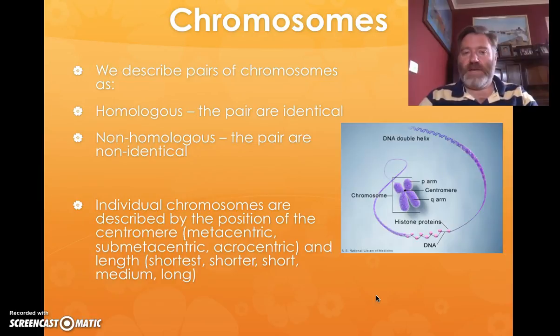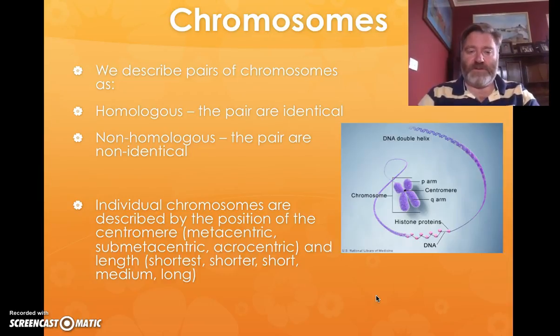We describe pairs of chromosomes as being homologous, so an identical pair, or non-homologous, so the two chromosomes have different information on them. So if you had an allele for blue eyes and an allele for dark eyes, we'd have a non-homologous pair. We'd have different alleles. And we just talked about those ideas here of metacentric, submetacentric, and acrocentric.